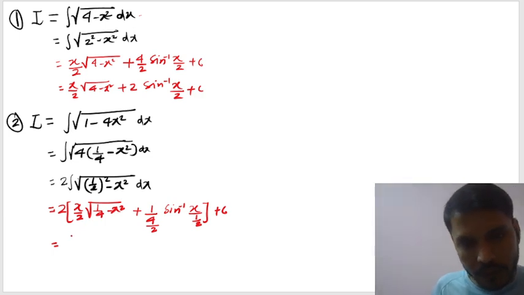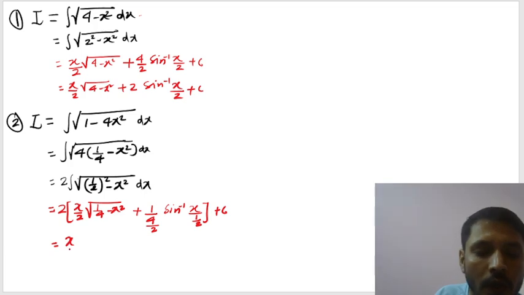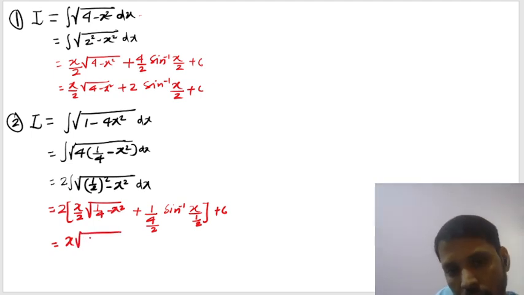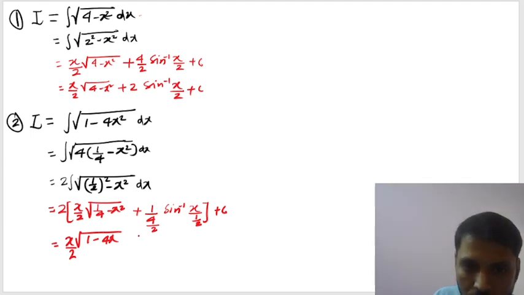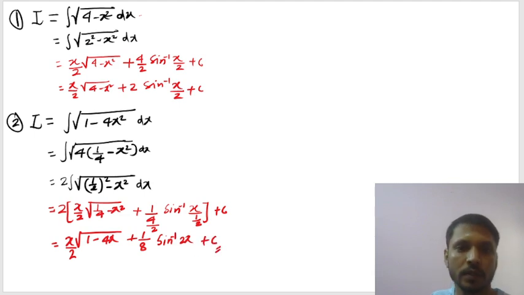So it will become x under root of, here we have written x by 2. 2 is outside and here it is x by 2 under root of 4, and then when we are taking the LCM also, x under root of 1 minus 4x square, and from here also 2 will come outside because 4 is in the LCM inside the root, so it will come outside and it will become 1 by 8 sine inverse 2x, and then plus c. So this is the second question.